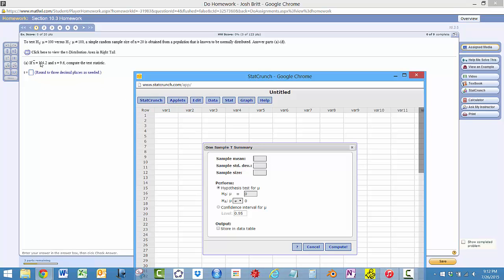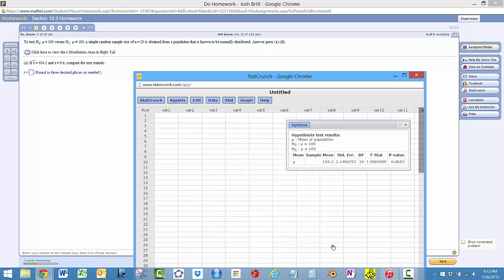Sample mean 104.2. Sample standard deviation 9.6. Sample size, n equals 20. Null hypothesis is 100. Then we choose two-tail, left tail, or right tail. This is a two-tail test.